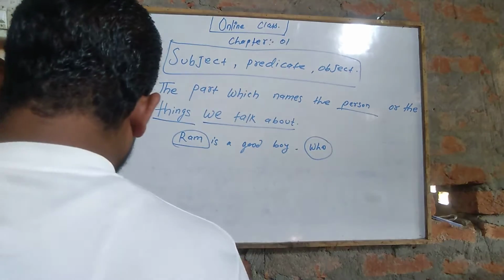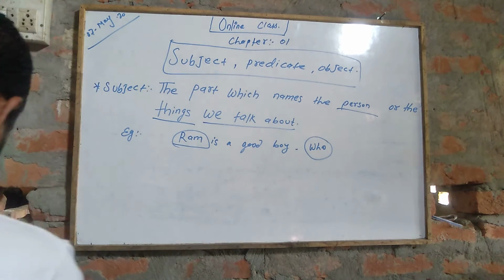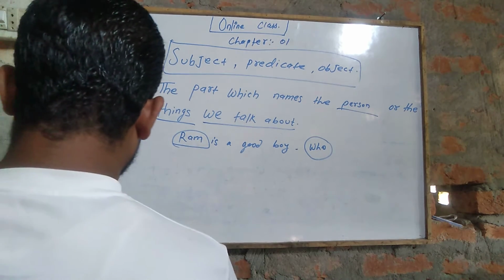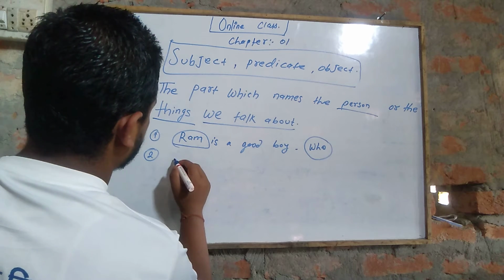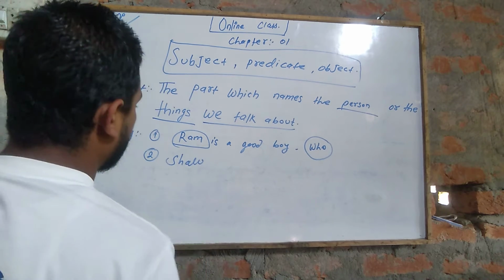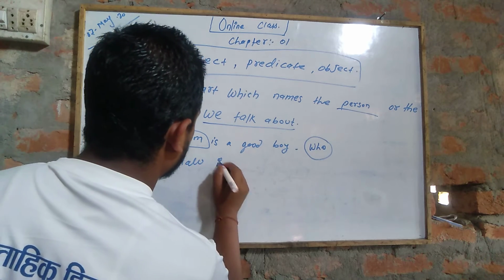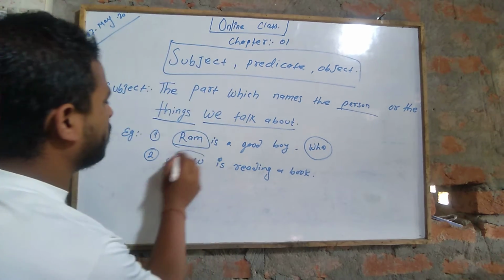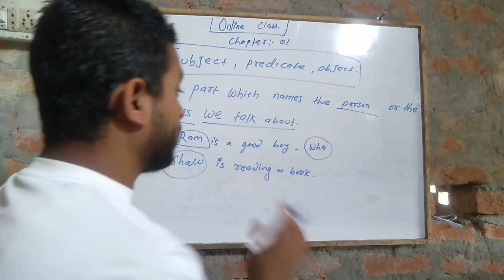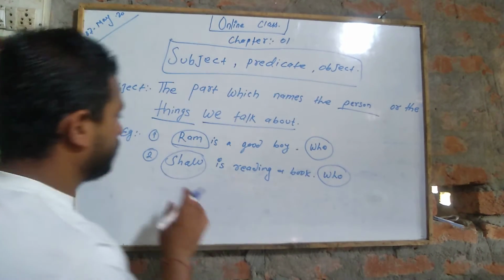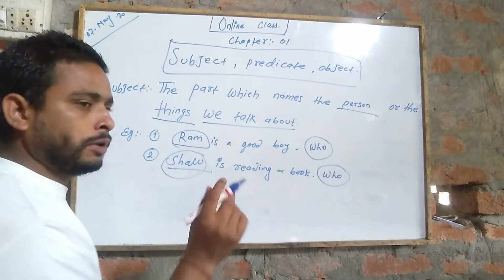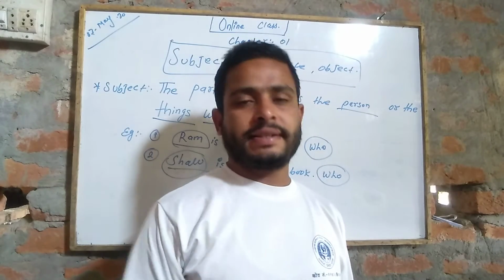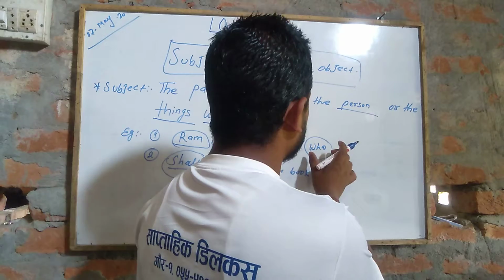Like, Salu is reading a book. We know it's Salu, whom we are talking about, but at a time of confusion, you must use who to find the subject. Who is reading a book? Salu. When we use who, then you get the answer. Such a word is the subject. So never forget, you must use who.